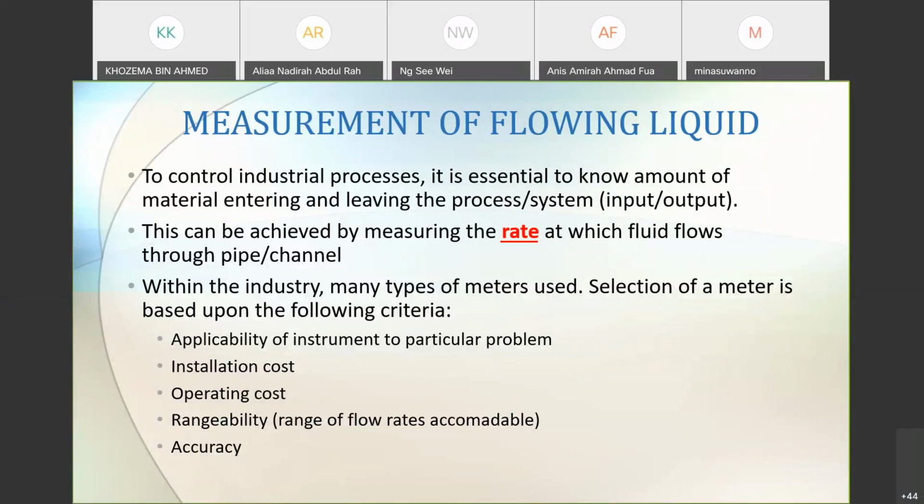Selection of meters is based upon the following criteria. The first one is the applicability of the instrument to the particular problem, so it depends on what kind of fluid and system you have. The second one is the installation cost. The third one is the operation cost. The fourth one is the rangeability, the range of flow rates measurable, and the fifth one is the accuracy of the meter.